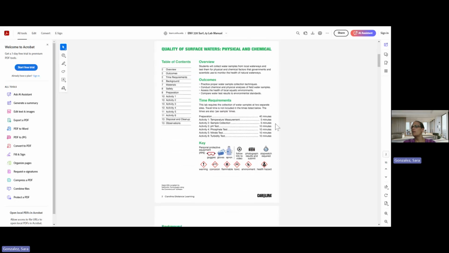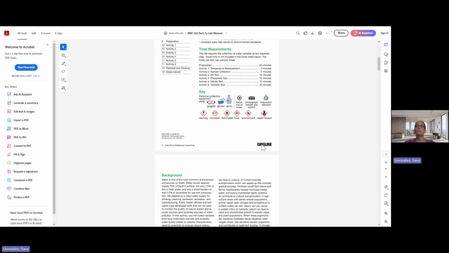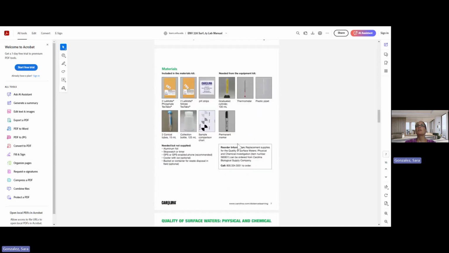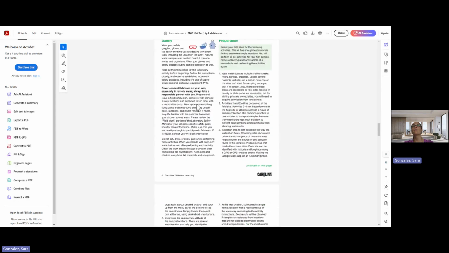Time-wise, make sure you commit about 2 hours for this lab. There are 6 different activities, each between 5 and 10 minutes, and then the preparation can be another 40 minutes. It has some great background information, and make sure you have all the equipment as well.